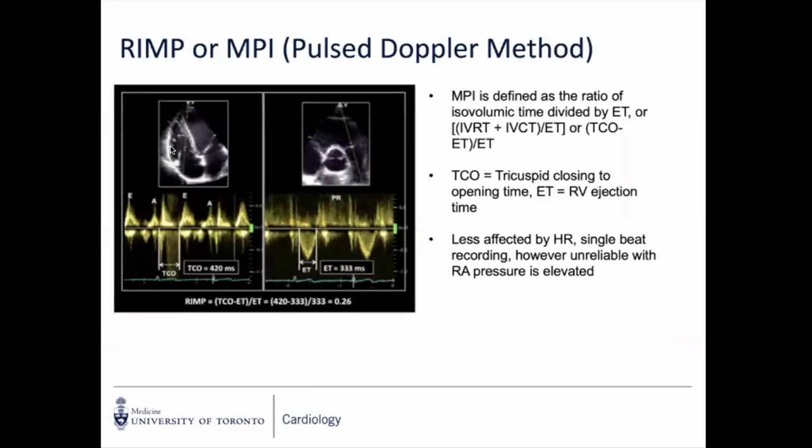This is myocardial performance index, and there are 2 methods to acquire this. With respect to the pulse Doppler method, you pulse at the level of the tricuspid valve, and the philosophy behind it is that you're looking at the non-ejection time period, a ratio of the non-ejection time period to the ejection time period. And so you're essentially taking this period here, which is the tricuspid closing to opening time, which starts at the end of the A wave and ends at the beginning of the E wave.